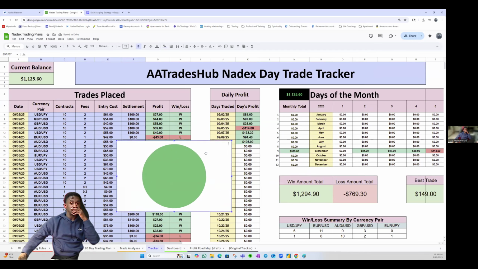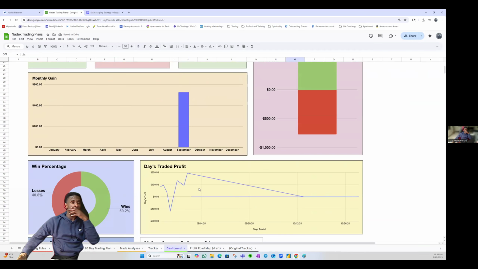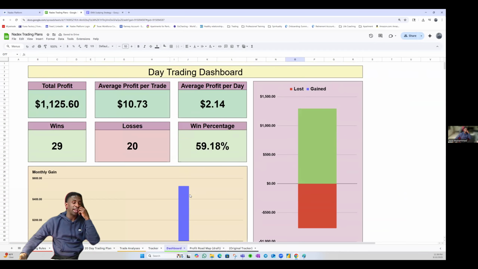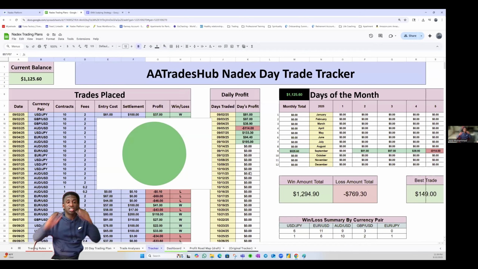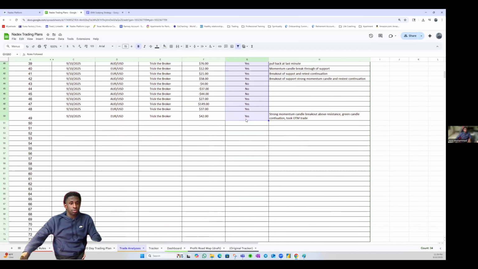Trying to figure out what I can do. Because with the day's profit, I got the day's traded profit. I already got a line graph for that. I got my monthly gain. I mean, I can make something with this trade analysis stuff. How many times I follow my rules versus how many times I didn't. So I can make a trade here.